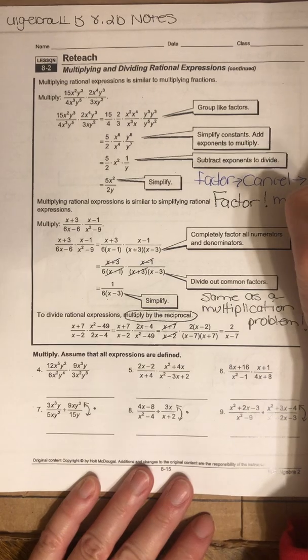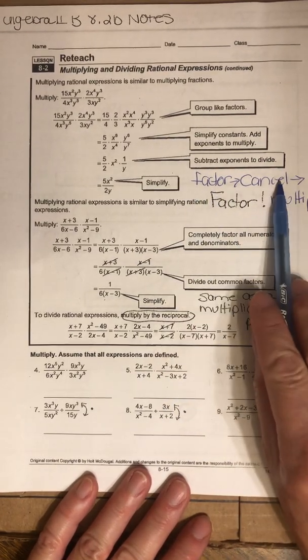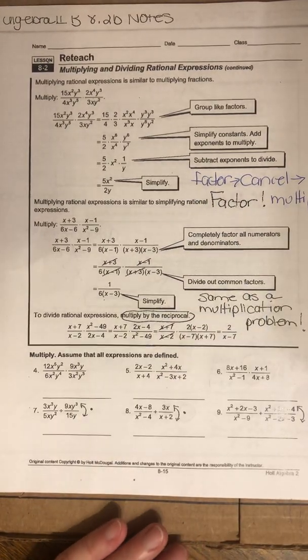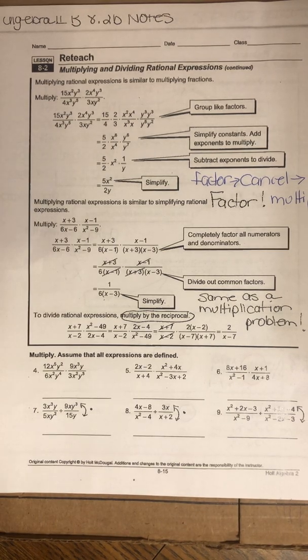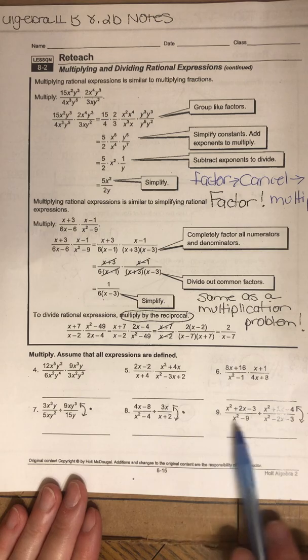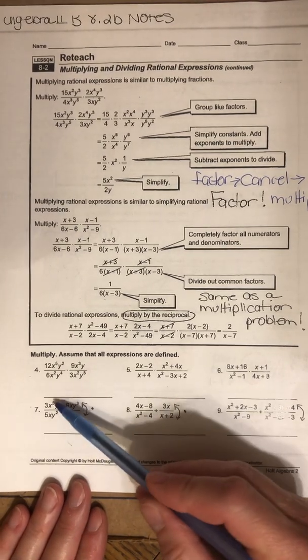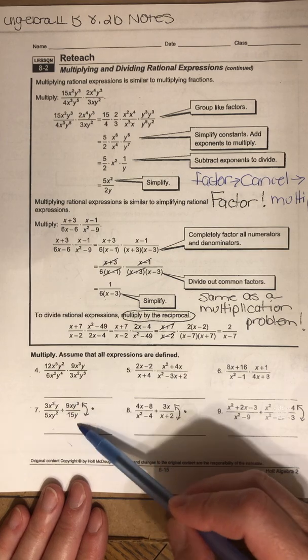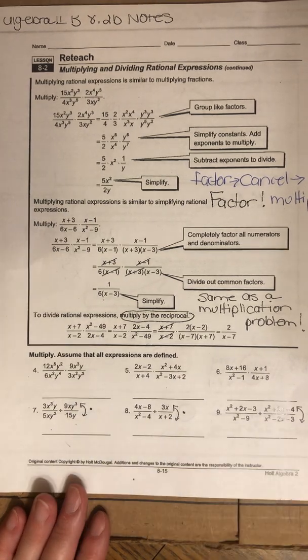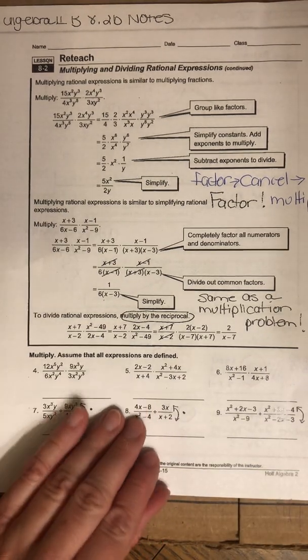This is what I always do rather than factor, multiply, and cancel. It just makes for simpler multiplications, and then you don't have to cancel after. On 7, 8, and 9, these are division problems, but again, all we're going to do is keep the first fraction and multiply by the reciprocal, and we're back to actually doing multiplication problems. So here we go. Number 4.